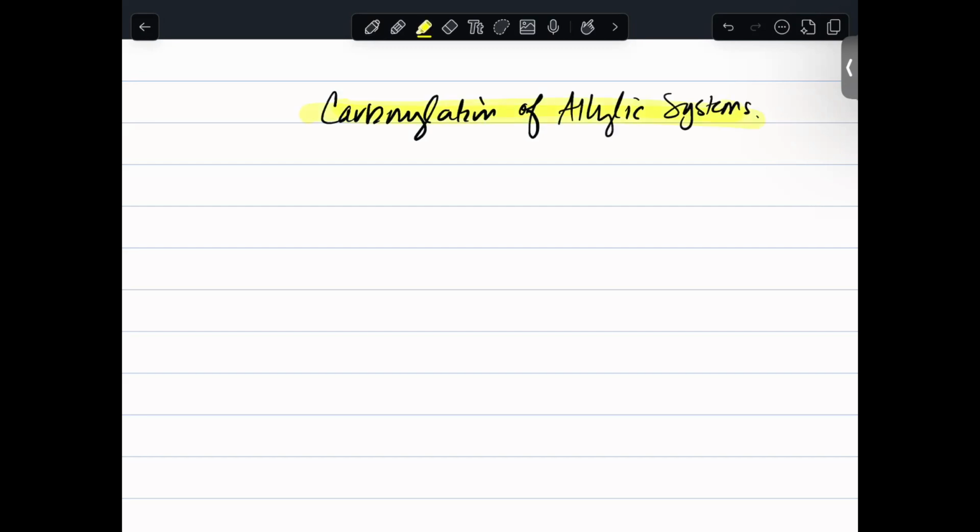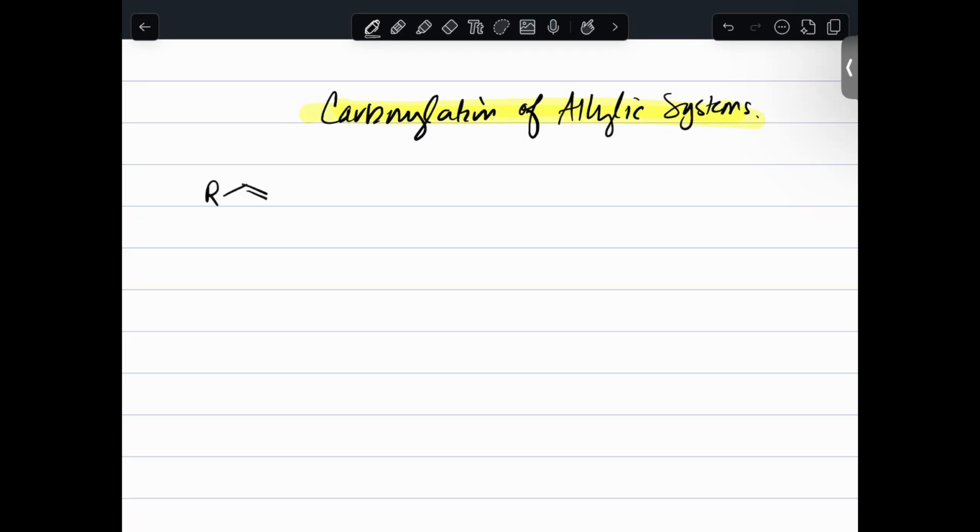Okay, you guys, so before I move on to Grubbs metathesis, I just want to finish up carbonylation of allylic systems. And this won't take too long, okay? Because it's very similar to what we just did. We're just adding carbon monoxide into our system.